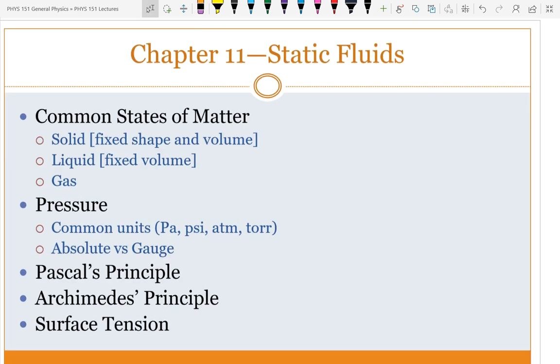Then we got to fluids. We talked about states of matter, the common states, solid, liquid, gas.